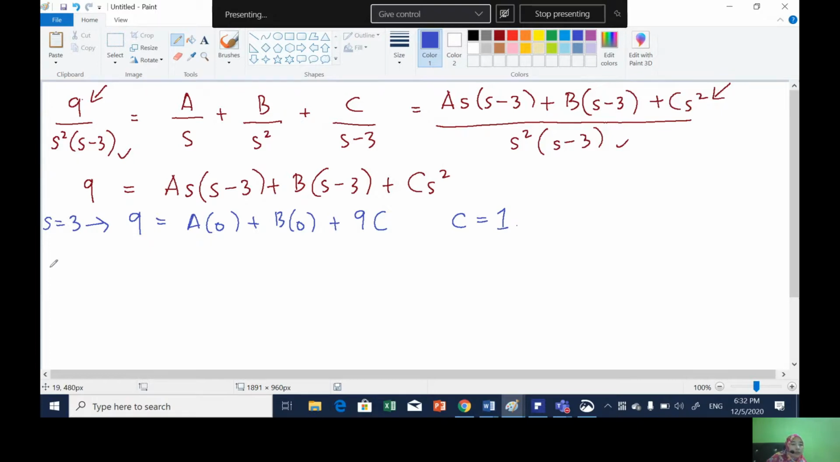Okay, so the next substitution, let's use x equals 0. So we have the left hand side as 9 equal to, and this part will be 0 because A times 0. So when x is 0, we have 0 minus 3, then here we have negative 3B. And this will be C times 0, so it will be 0. So we can solve for B, that is equal to negative 3.